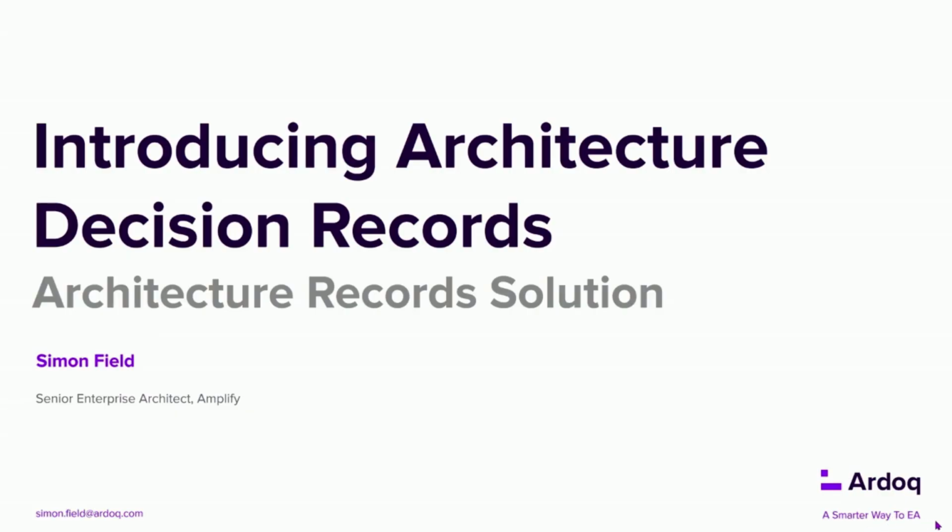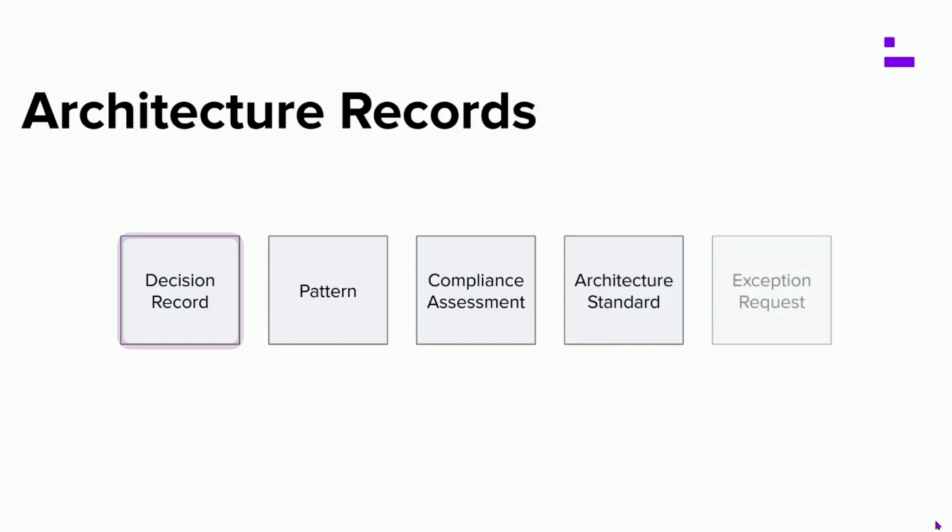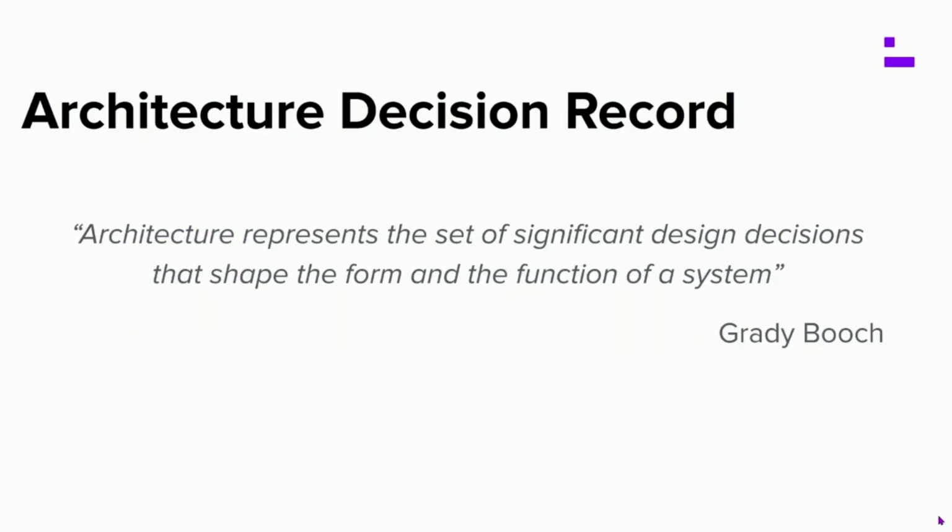This is one of 5 record types covered by our architecture records solution, the others being patterns, compliance assessments, architecture standards, and exception requests. Many organizations recognize the value of formally documenting architecture decisions. We cover why this is a good idea in our Purpose, Scope and Rationale article, along with links to other literature on the topic, so I'll focus here on the value of doing it in the Ardoq platform and how it is done.